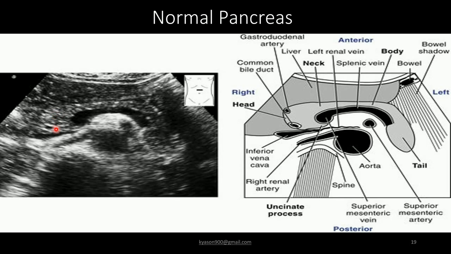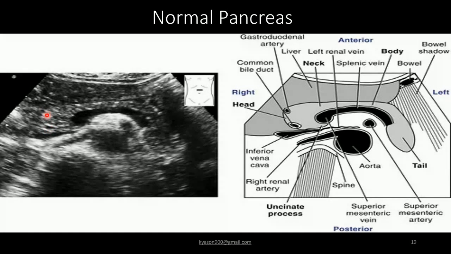So we can see a few features. Of course, this is the head, this is the neck, we have the body here, and the tail. We've already seen that around the head there are some important relations. Anteriorly, we mentioned, the gastroduodenal artery runs in front of the head. Posteriorly, we have the common bile duct, if you remember. So this is the anterior aspect, and the posterior aspect. That structure that you see there is the gastroduodenal artery. That structure that you see here is the common bile duct.